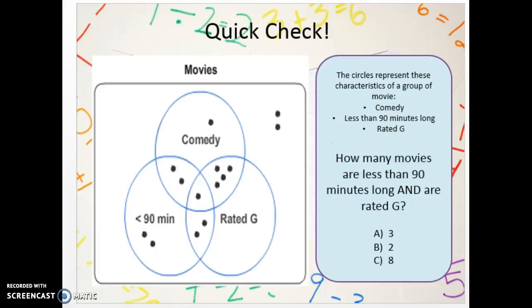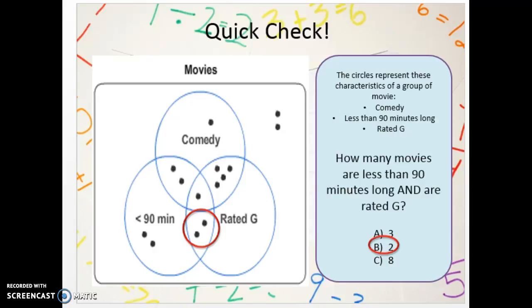Quick check here. The circles represent these characteristics of a group of movies: comedy, less than 90 minutes long, and rated G. How many movies are less than 90 minutes long and rated G? Please take a moment to answer this question.